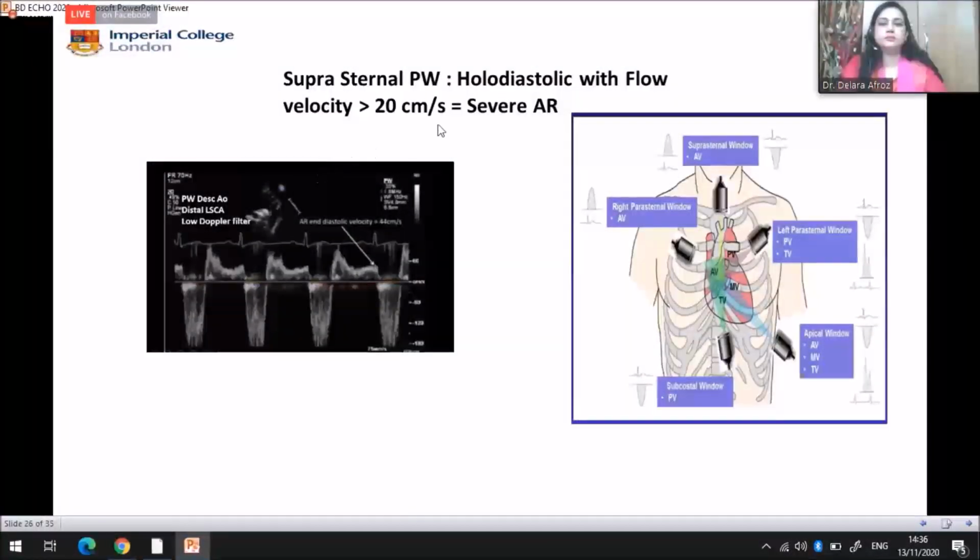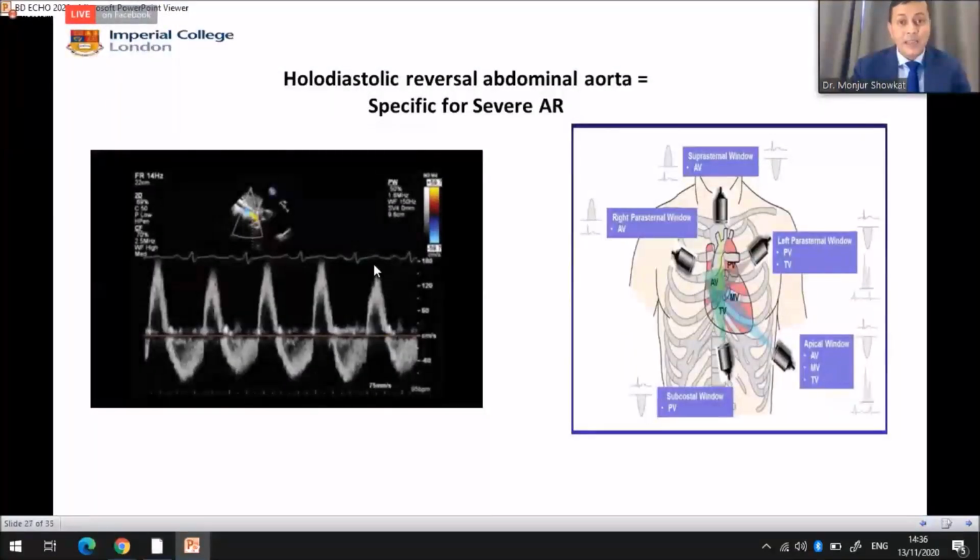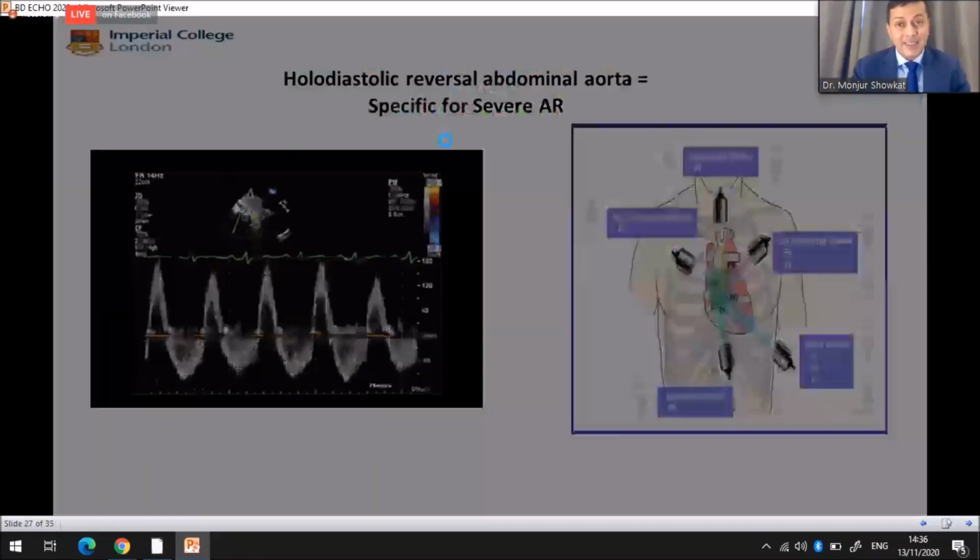And this is suprasternal. I mentioned the suprasternal view is quite useful. It is holodiastolic. You can see holodiastolic flow reversal, with a flow velocity of more than 20 centimeters per second. It is a very specific marker of severe aortic regurgitation. Also, you can look for holodiastolic reversal in the abdominal aorta using the subcostal window. If you see that, it is specific for severe aortic regurgitation.